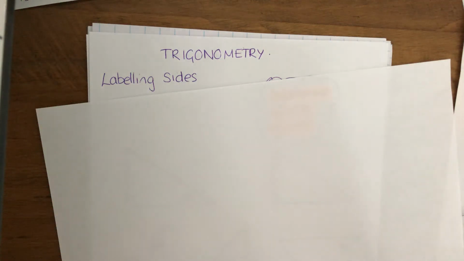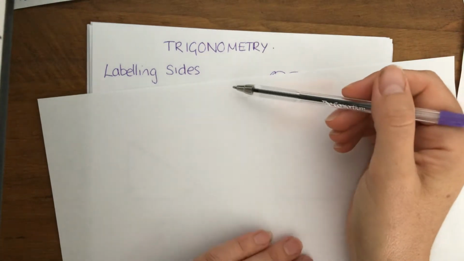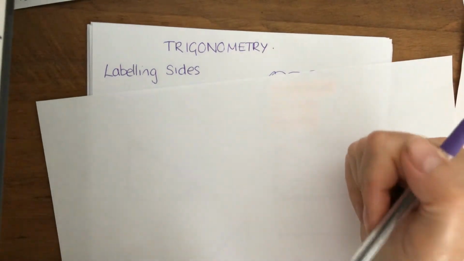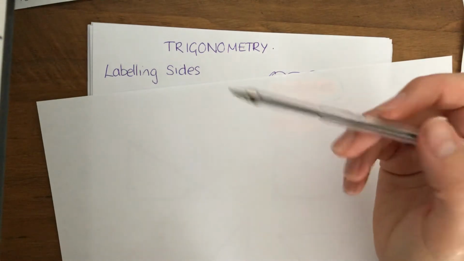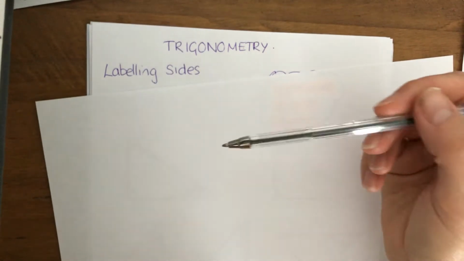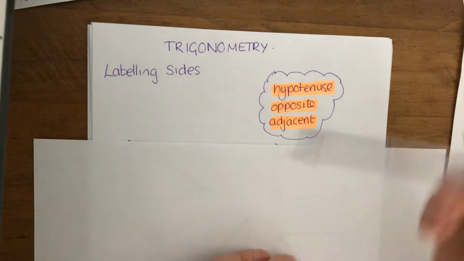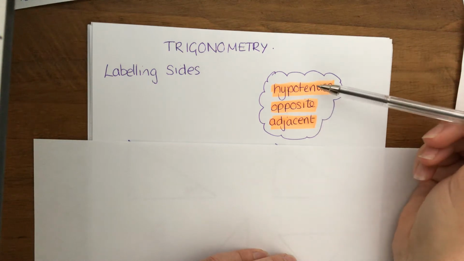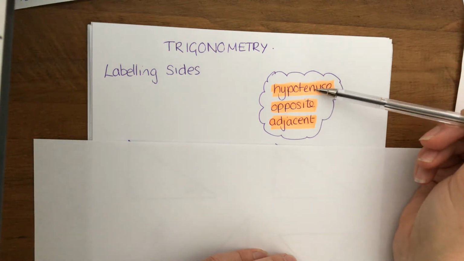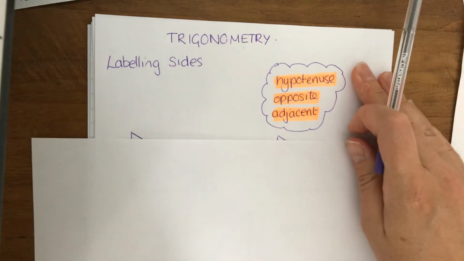Okay, before we actually start using trigonometry, you've got to be able to label sides of a triangle. So trigonometry is all about right-angled triangles. Right-angled triangles is what we're dealing with now, and we need to make sure we label each of the sides correctly. So the three words that we're going to use are hypotenuse, opposite, and adjacent. Hypotenuse you've already dealt with when you did Pythagoras. You should know what that is, but these two may be new to you.